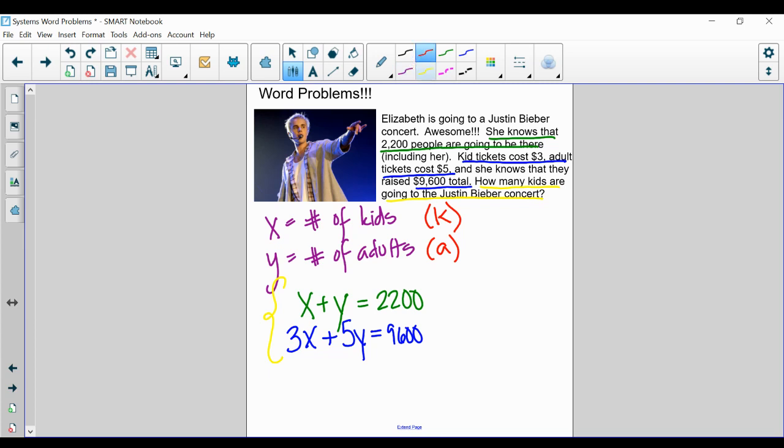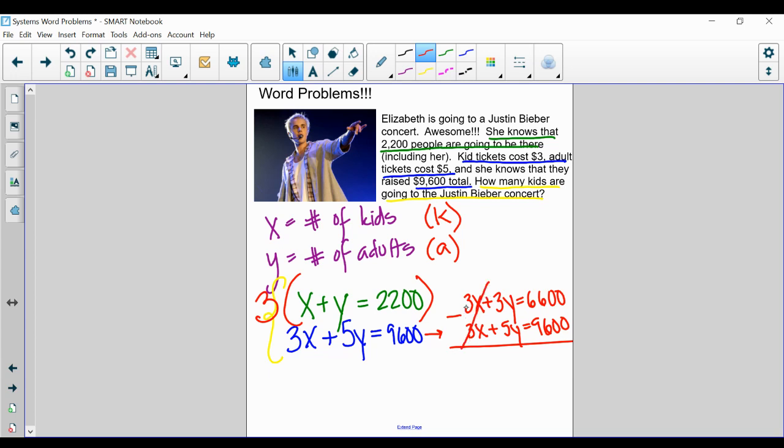I'm going to decide to solve this using elimination. So I'm going to multiply my top equation by 3, which is going to result in a new equation of 3x plus 3y equals 6,600. I'm then going to rewrite my bottom equation, and then I'm going to subtract. And I'm choosing to subtract here because when I do that, my x's will cancel out.